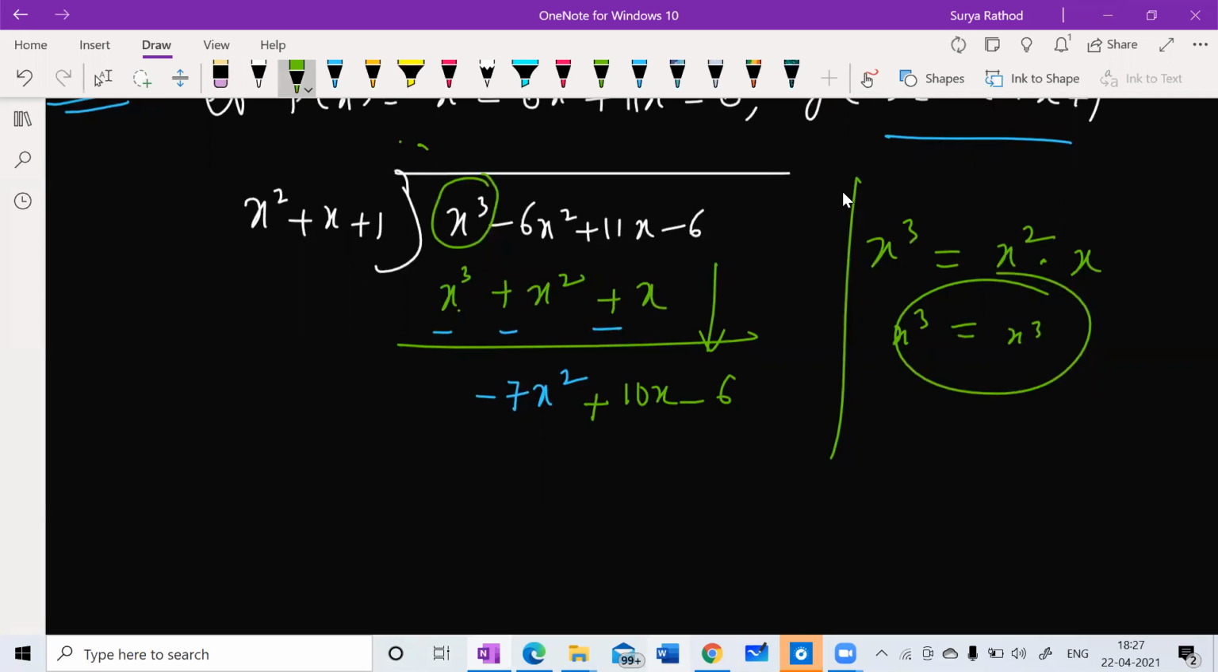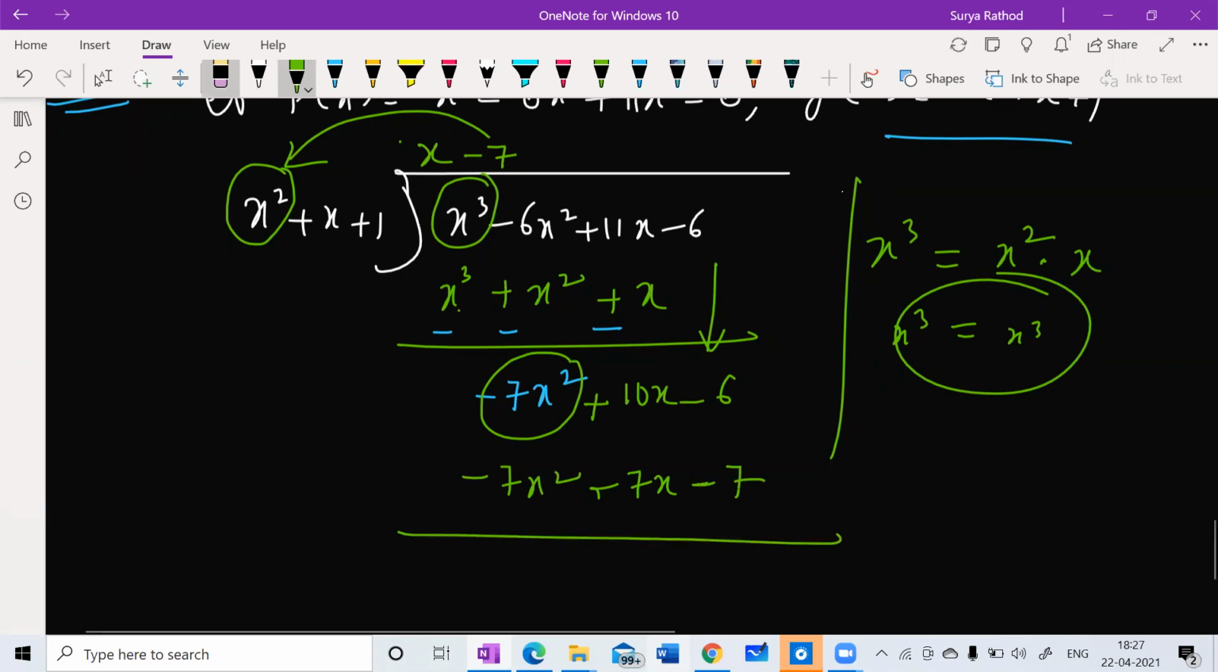Now again look at the first term of the divisor and the first term of this. I have minus 7x square. With what number am I supposed to multiply so that I'll get minus 7x square? Minus 7, of course. Minus 7 into x square is minus 7x square, minus 7 into x is minus 7x, and minus 7 into 1 is minus 7.